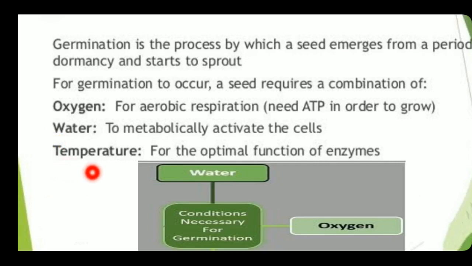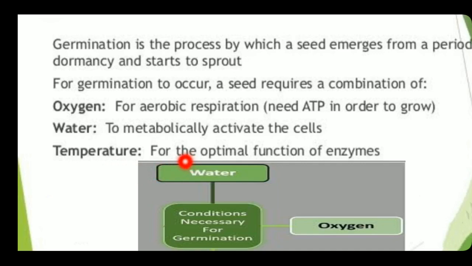The next one is temperature. A suitable temperature is necessary for germination of seeds. Most seeds can germinate in a wide range of temperature between 5 degrees to 40 degrees. But the optimum temperature, or the best suited temperature, is 25 to 30 degrees C, in which the seeds are able to germinate because they can perform their metabolic processes.